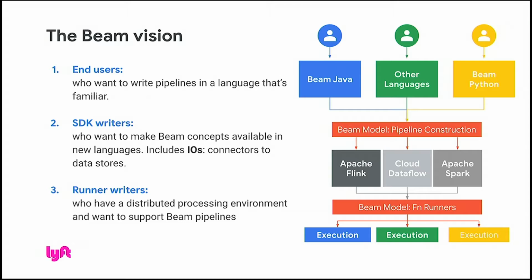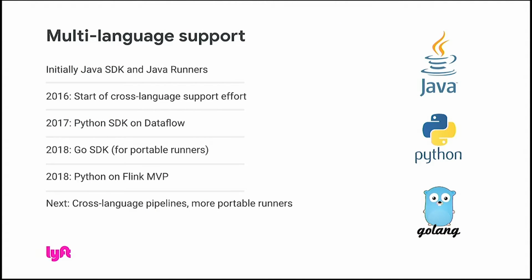So there are the users, there are the SDKs, and there are the runners in Beam. And what we are interested in here is particularly multi-language support. Beam started out when it became an Apache project with a Java SDK and Java runners. But in 2016, a very large effort started to make portability real in Beam, not just multiple engines, but also multiple languages, and that requires crossing the language boundary. It goes through all the layers: SDKs, framework, and runners.